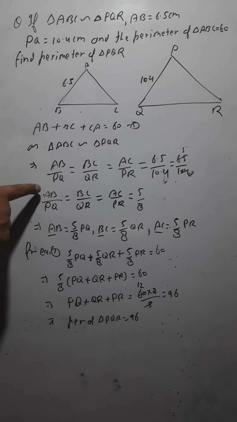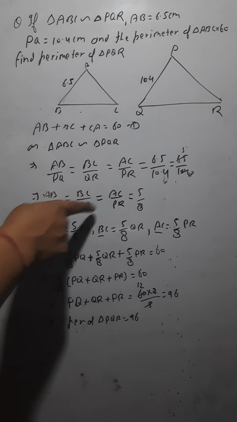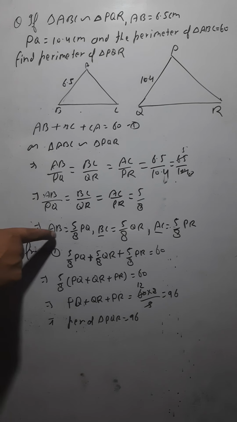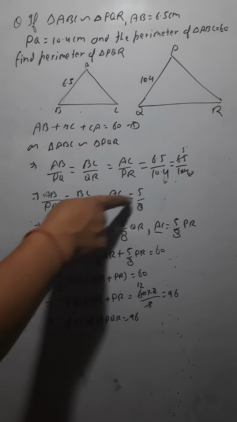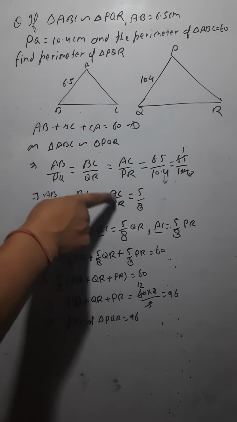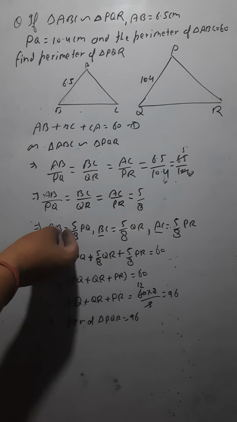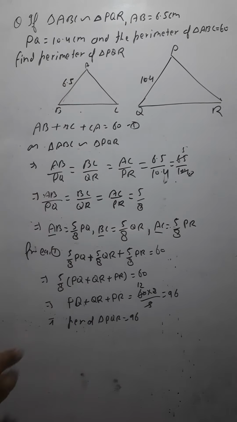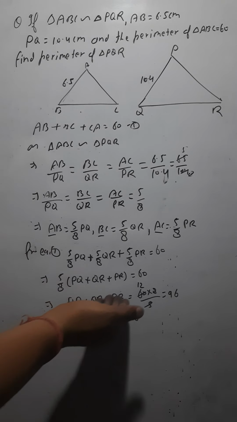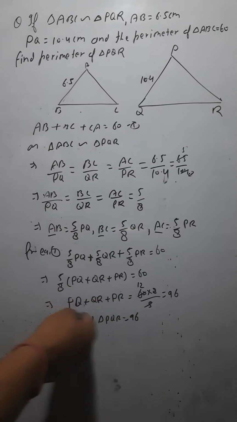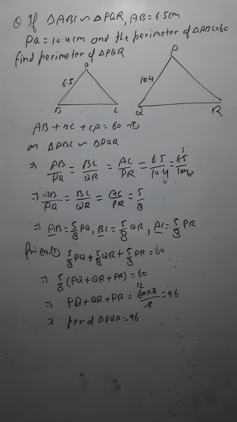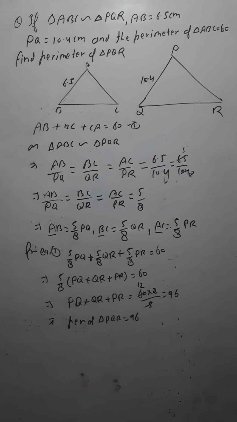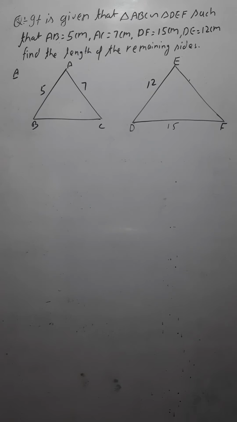So from here we can get the value of AB, BC and AC. AB is now 5 by 8 into PQ. This PQ would multiply there. Similarly the value of BC would be 5 by 8 into QR. Similarly AC would be 5 by 8 into PR. Put these values in equation number 1. You would be getting the value of PQ plus QR plus PR, and it would be the perimeter of triangle PQR. Are you getting this? So this is how we would solve the given question. Okay, just note it down.